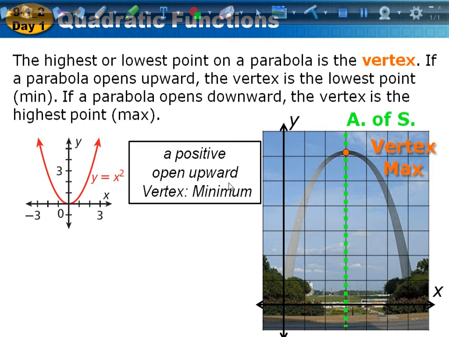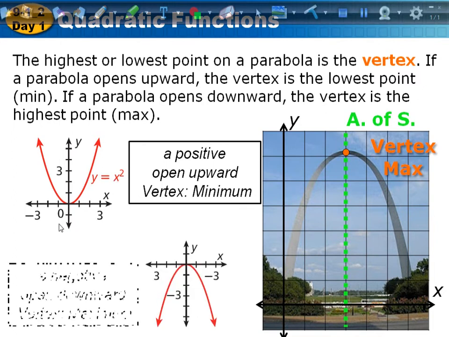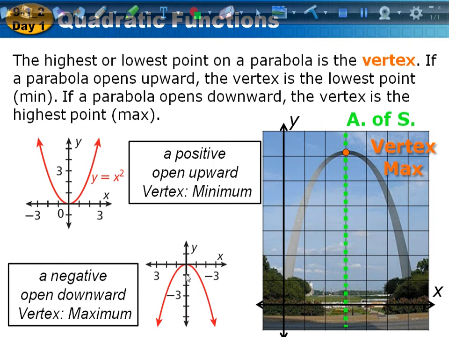Again, a positive value means it opens upward. That A, the number in front of the x squared, being positive, means that it's opening upward. And a negative number in front of the x squared means that it's opening downward. And if it opens downward, the vertex is a maximum. If it opens upward, the vertex is a minimum. And we're going to talk about that some more.